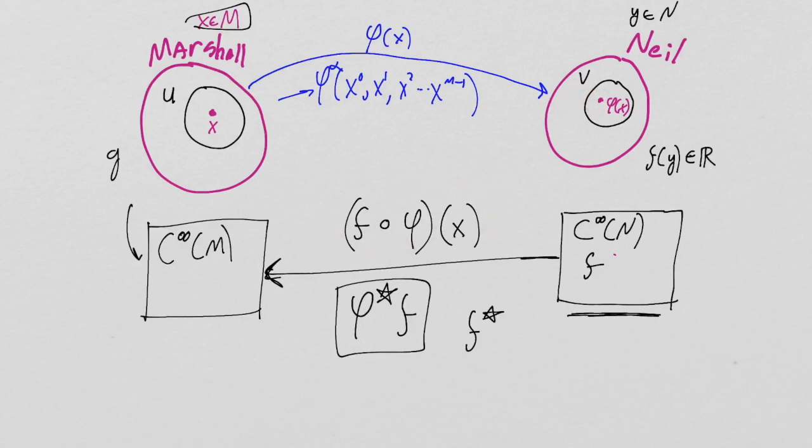If I need a point in Neal and I'm sitting in Marshall, well, I just stand somewhere in Marshall, use phi to get into Neal, and then apply the function to wherever I land, right? It's that simple. Another more common way, perhaps, to write this is literally as function composition, f of phi of x.